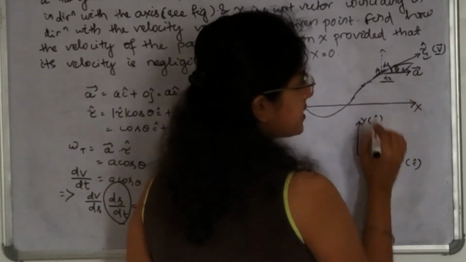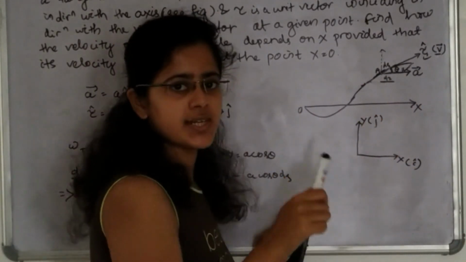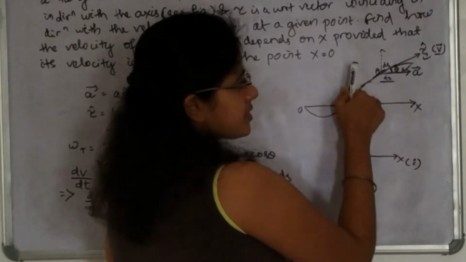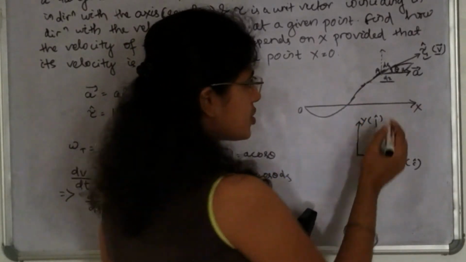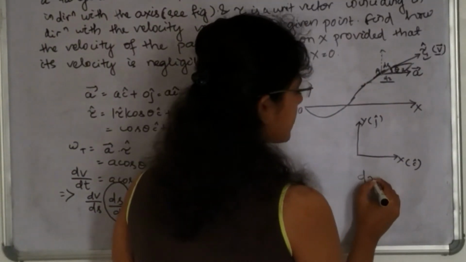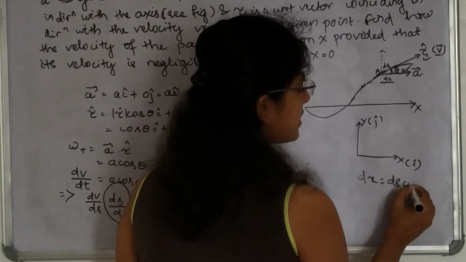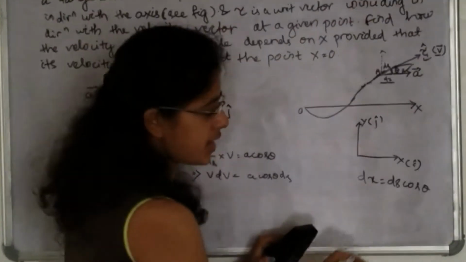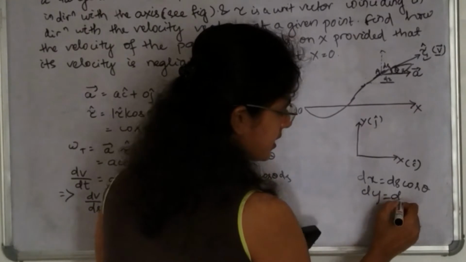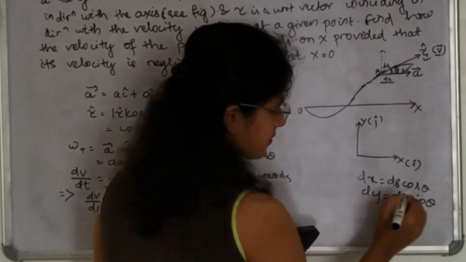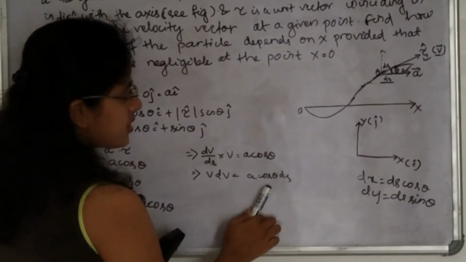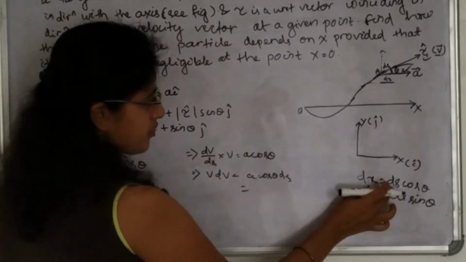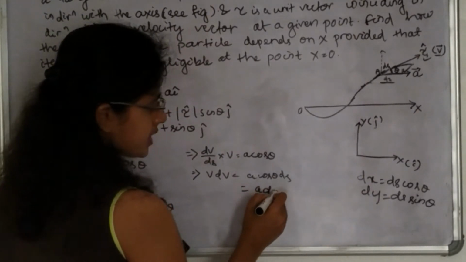So this angle is theta. That means dx is how much? ds cos theta. And dy is how much? ds sin theta. So from this diagram, we get that dx is equal to ds cos theta and dy is ds sin theta. So here we have got ds cos theta. Simply we can put here a into dx.